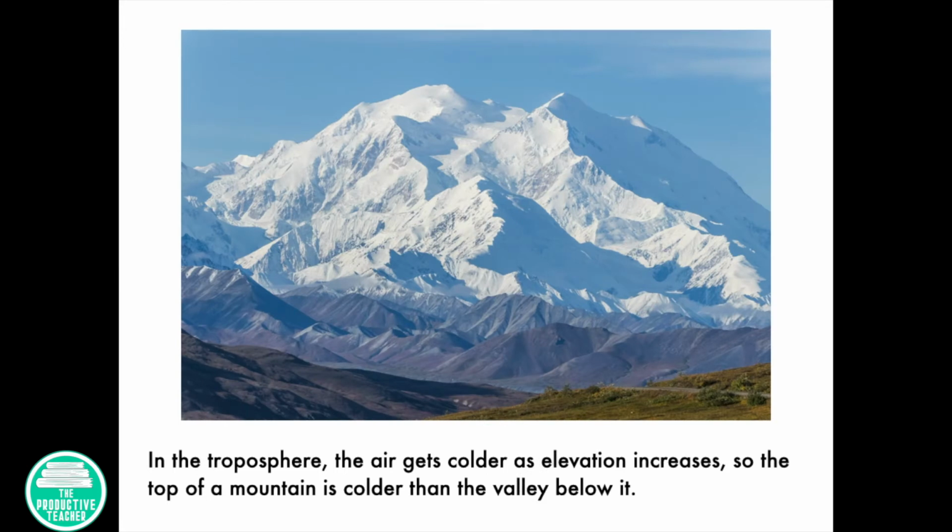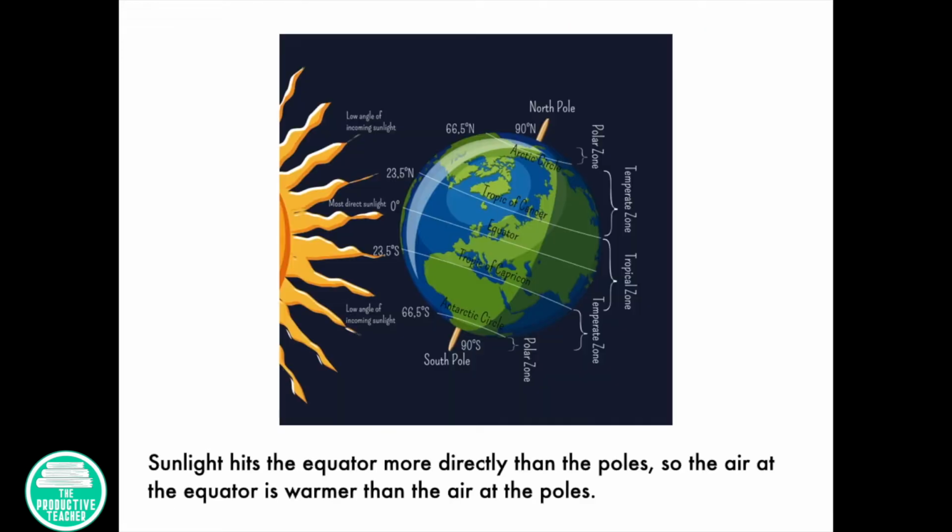In the troposphere, the air gets colder as elevation increases, so the top of a mountain is colder than the valley below it. Sunlight hits the equator more directly than the poles, so the air at the equator is warmer than the air at the poles.